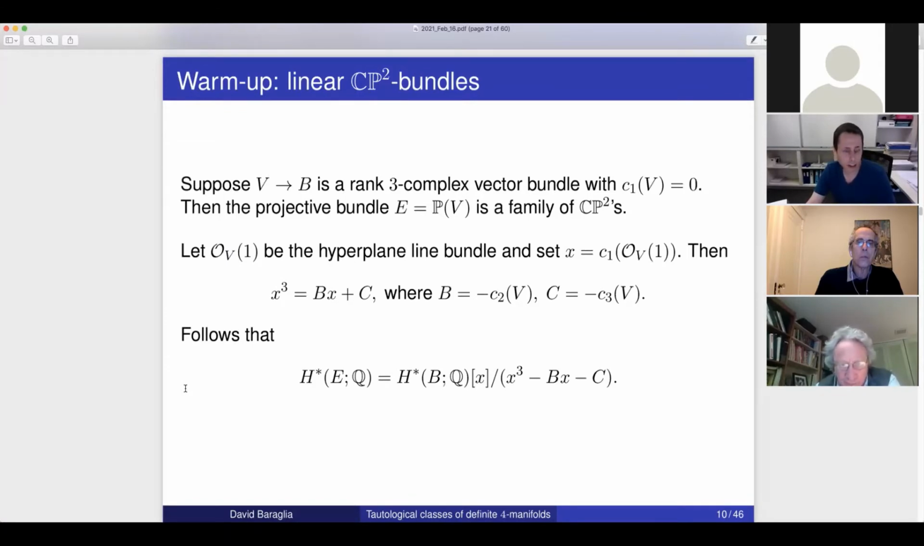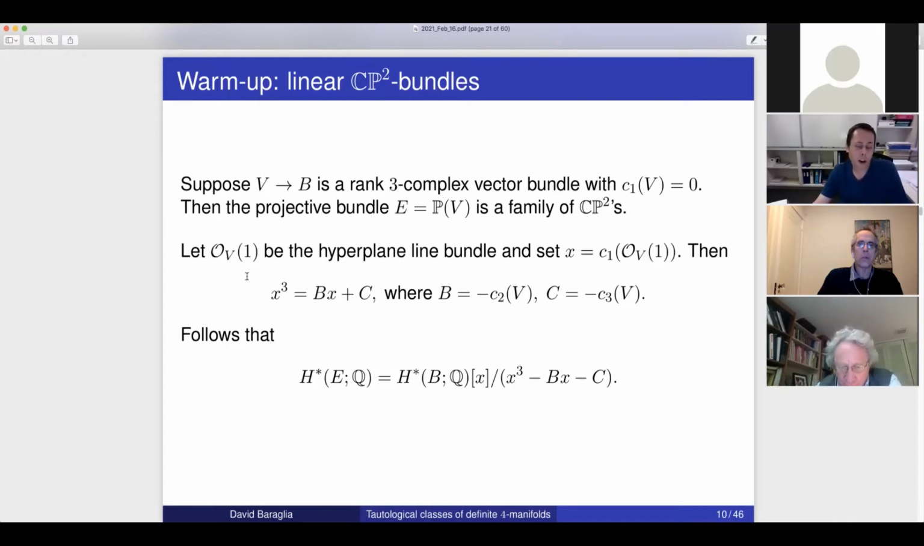Yeah, so what I'm going to do now is just kind of a warm up before getting to the main results. So I want to discuss linear families of CP2. What I mean by a linear family is, suppose you've got a complex rank 3 vector bundle. Just for simplicity, I'm going to say its first Chern class is 0. Then you can take the projective bundle, which is a family of CP2s. I'll call that a linear family of CP2s. As a warm up, we're going to look at the tautological classes for such a family.